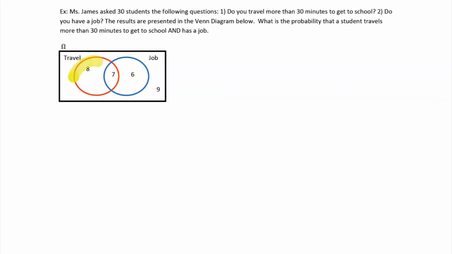Remember, the red circle is representing students traveling more than 30 minutes to get to school, and the blue circle is the jobs. So the area where they are students who travel more than 30 minutes to get to school and have a job is the common area in between. So there are 7 students that fit that criteria.